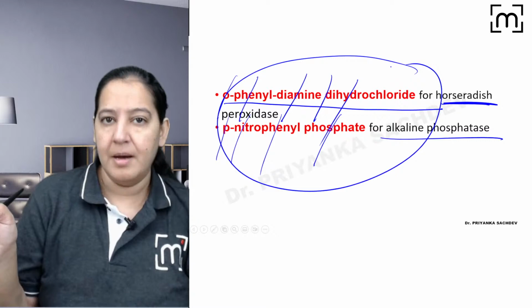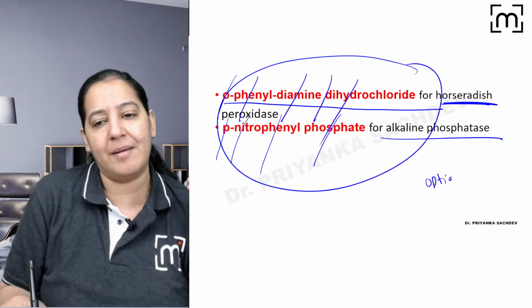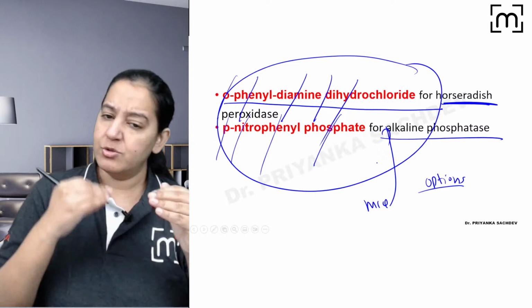According to me, you don't plan. You just have a look. If it is coming in options now in your MCQs, you don't have to write it. You will get four options. You just pick the right one. It will be written in front of you, A, B, C, D. You have to just pick it up, right?